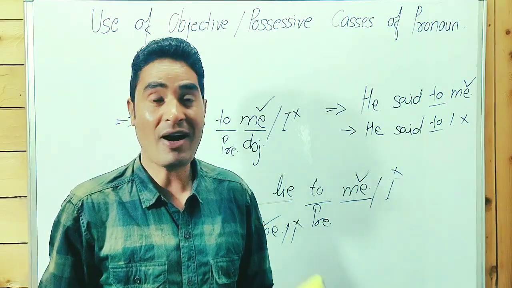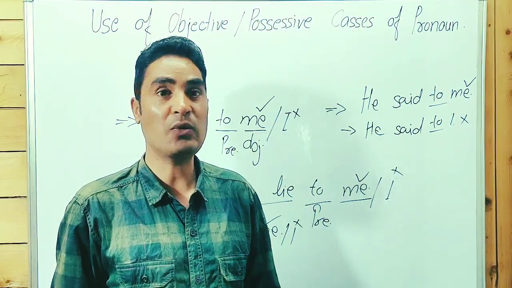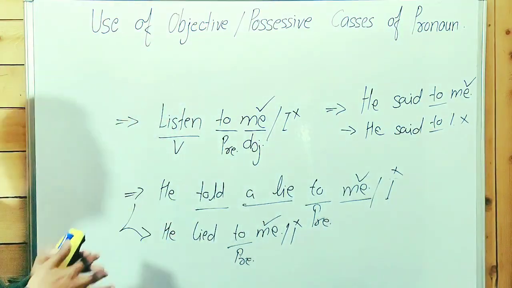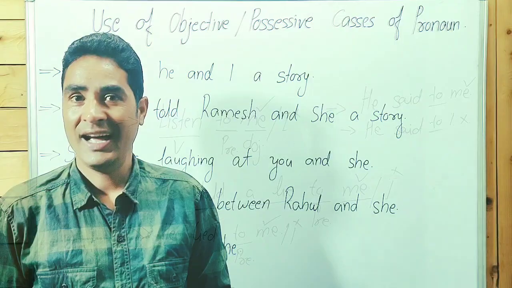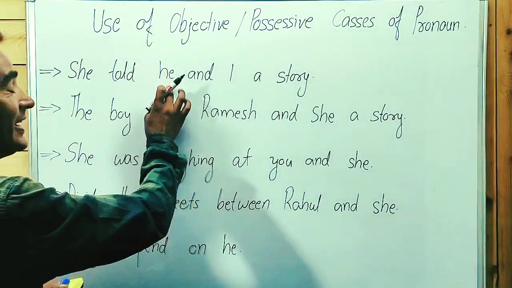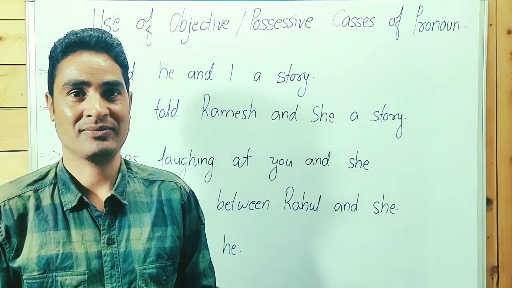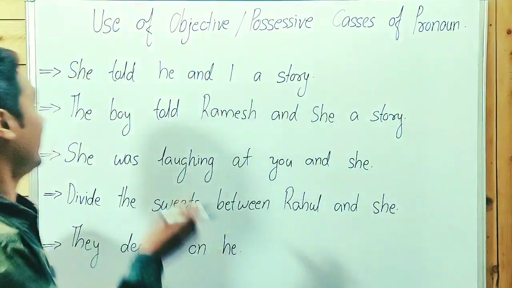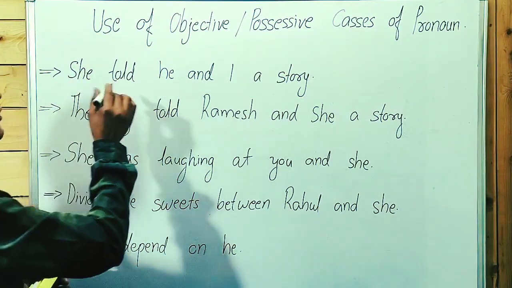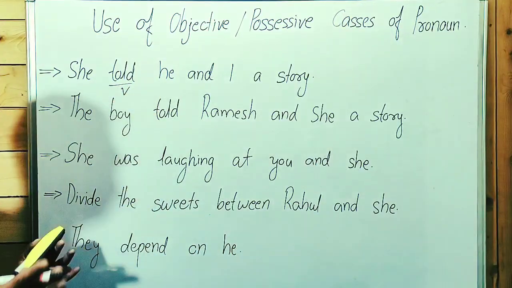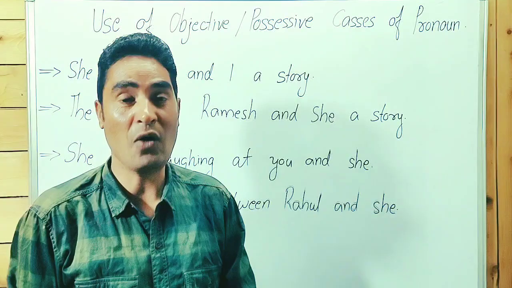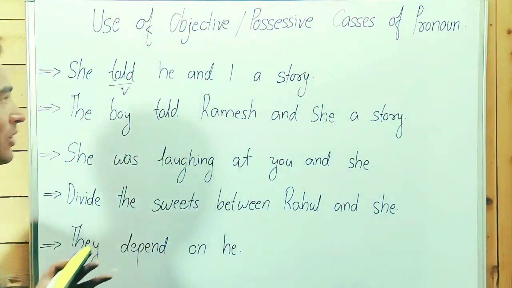I hope you have understood. In the next slide we will see some examples for better understanding. If you want to take a screenshot, you can take. Have a look at these examples. She told he and I a story. Guys, here "he" is the subjective case of the personal pronoun. Told is a verb, guys, point to be noted. I'm so sorry, I'm writing roughly. As you know, after a verb we use the objective case of the personal pronoun.